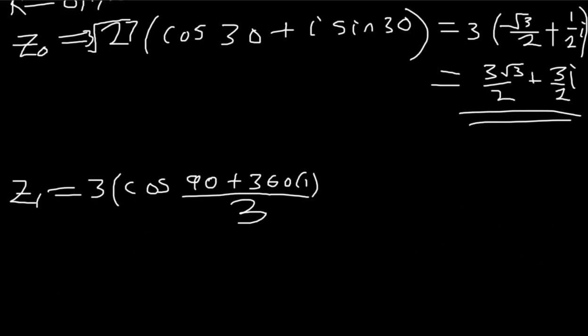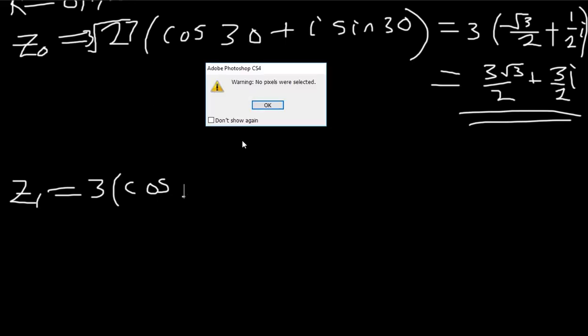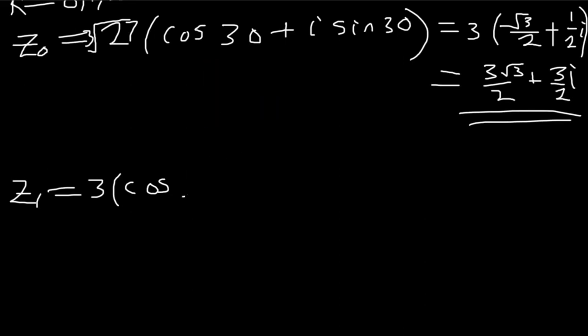Then after simplifying it, you have that. Then z1 is equal to 3 cos of 90 plus 360 times your k, which is 1, over 3. And then when simplified, that answer is going to be 150. Let me just write it here. Okay, it's going to be 150 degrees.